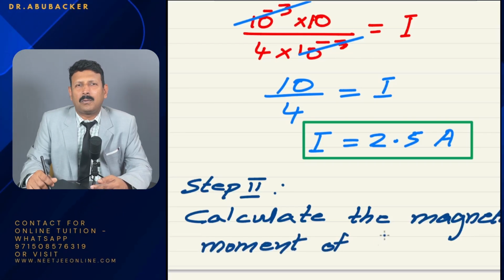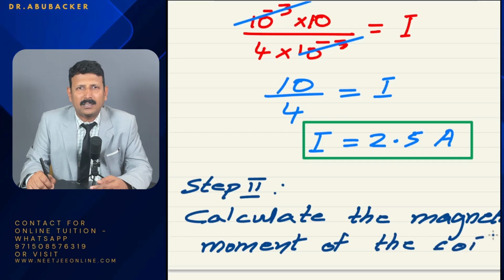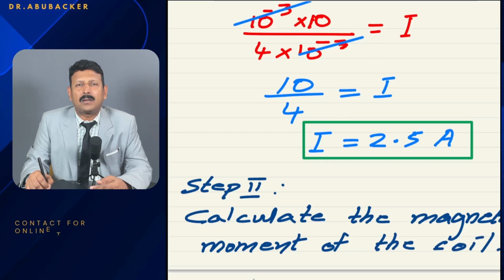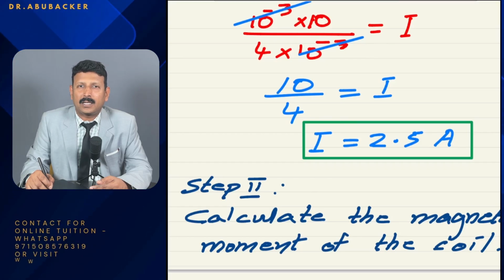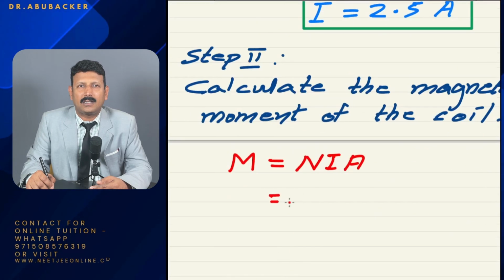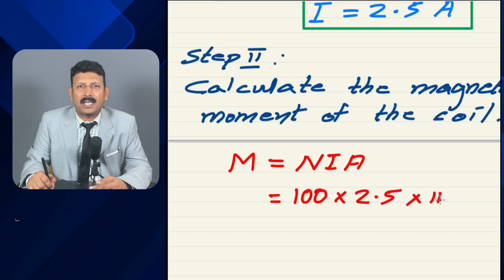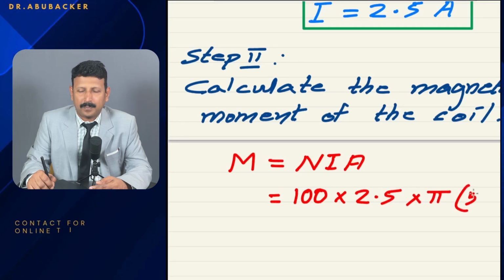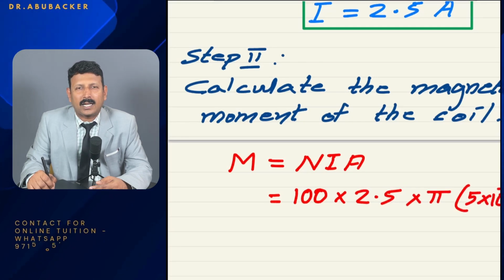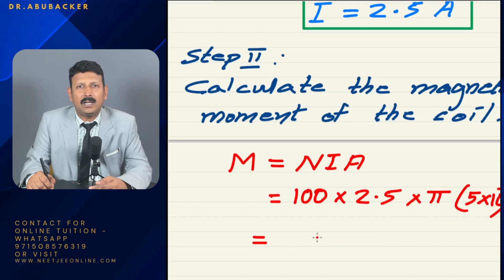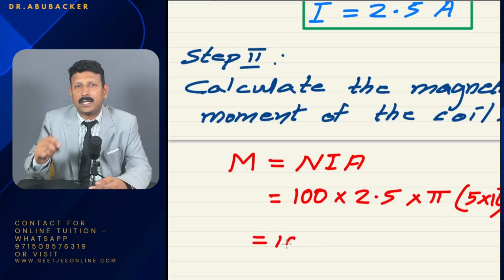We will do the magnetic moment calculation now. So step 2 is to calculate the magnetic moment of the coil. We discussed this in the lesson. So the magnetic moment equation is equal to NIA. N is the number of turns, I is the current, A is the area of the coil. So N is 100 into current 2.5, and area is pi r square because the radius is given here. So the cross sectional area will be pi r square.